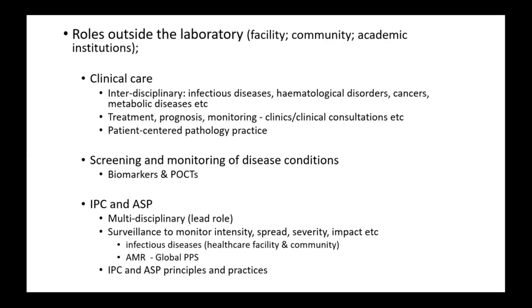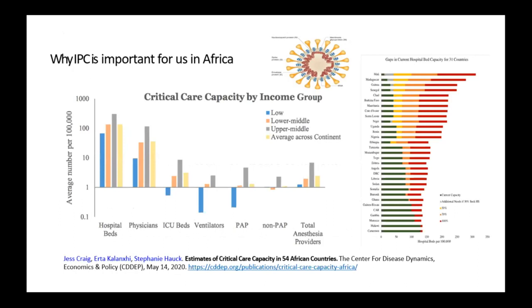And let's see a scenario, what is going on with the COVID-19 pandemic, why IPC is actually important to us in Africa, and why microbiologists must really be well involved in this. Look, this is an analysis of the critical care capacity that was done by the CDC-EP, looking at the critical care capacity of 54 African countries.